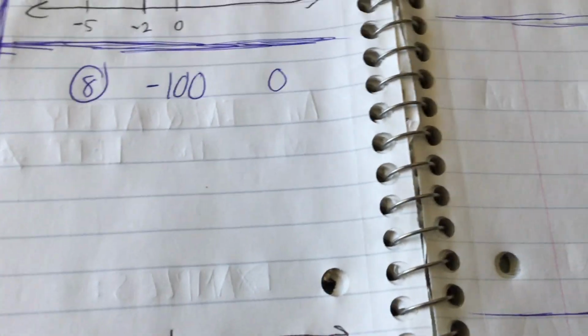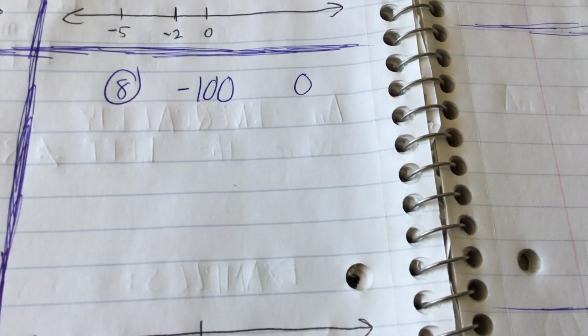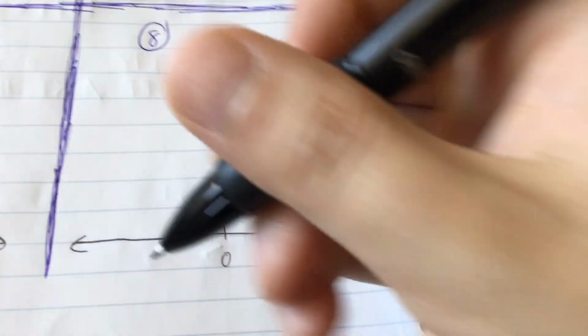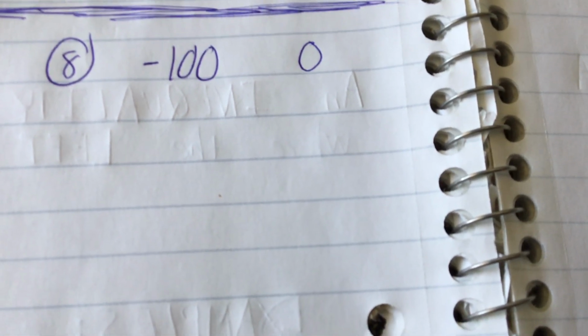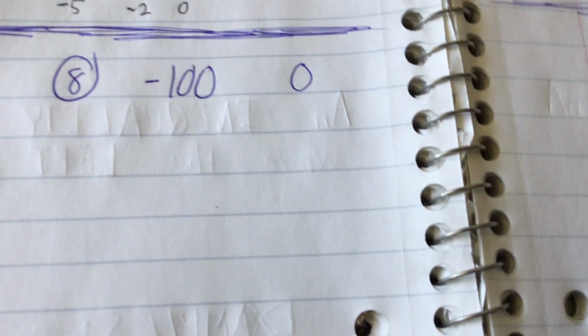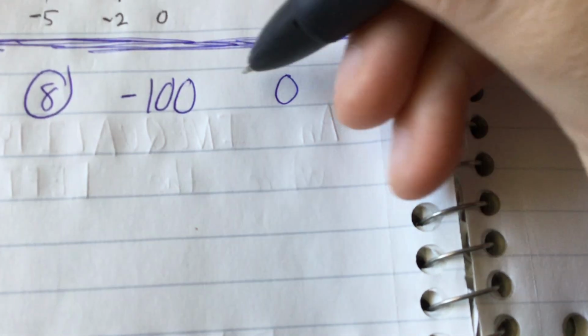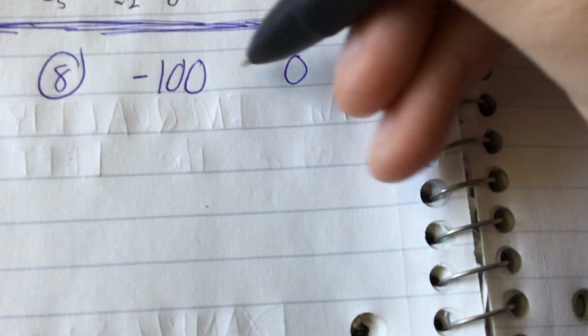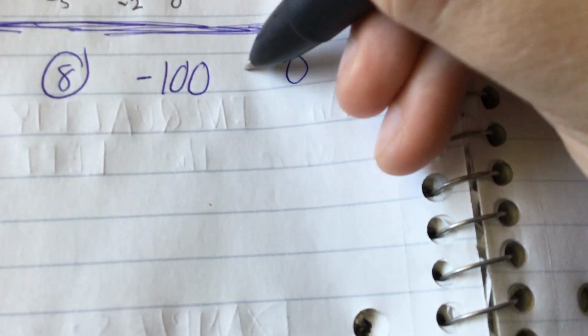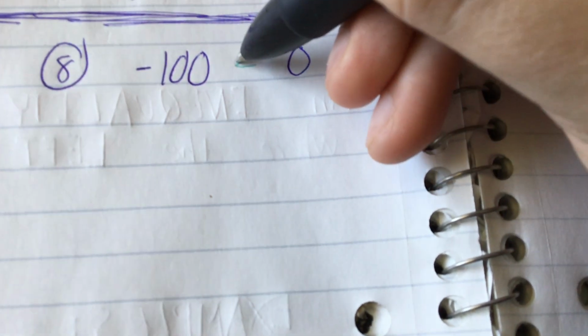And finally, negative 100 and 0. So negative 100 is way to the left of 0. Which number is bigger, negative 100 or 0? 0 is bigger than negative 100, but if the problem starts out with negative 100 on the left, negative 100 is less than 0.